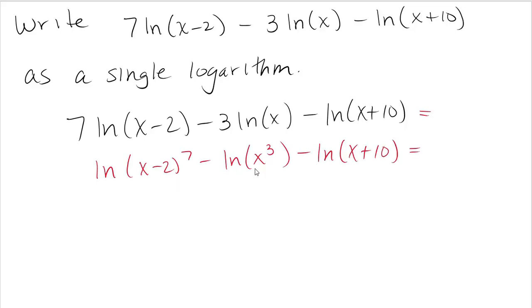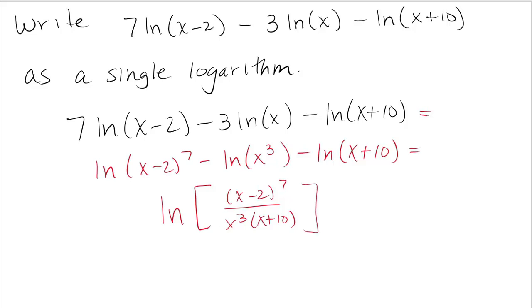When we subtract those first two terms, the x minus 2 to the 7th will be in the numerator and the x cubed will be in the denominator when we consolidate. And then that x plus 10 is also going to go in the denominator. And so we can simplify this all in one step as the natural log of x minus 2 to the 7th over x cubed times x plus 10. Both of these expressions wind up in the denominator because of the subtraction here.